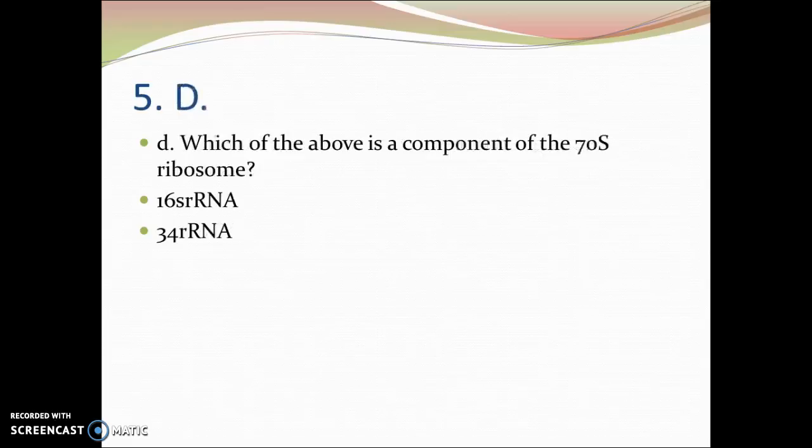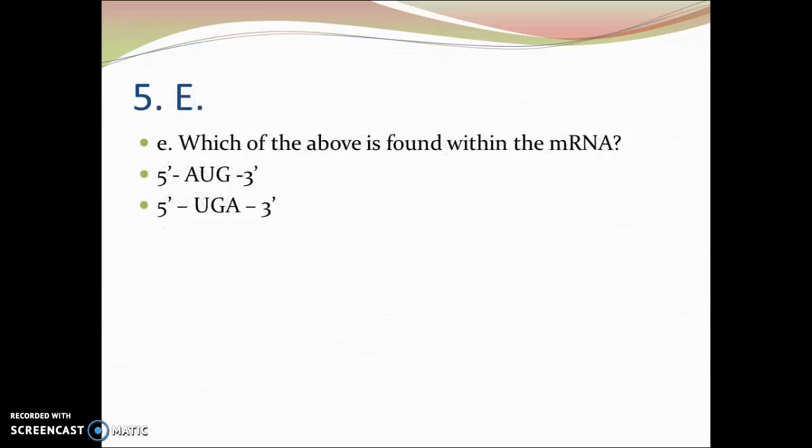5D. Which of the above is a component of the 70S ribosome? And that's the 16S rRNA and the 23S rRNA. 5E. Which of the above is found within the mRNA? And that's 5' AUG 3' and 5' UGA 3'.